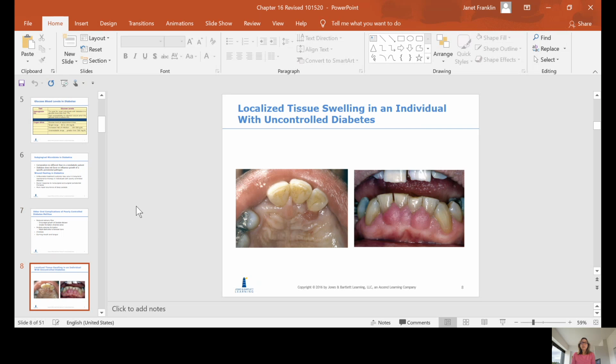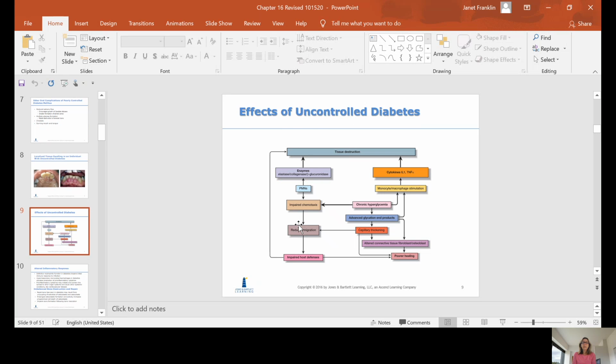And these are some pictures of localized swelling of an individual with uncontrolled diabetes. You can see right here, there's the swelling on the palatal of the lateral incisor, and you've got some swelling down here on the lower incisors. This is an over-exaggerated response to plaque in both of these cases. This little diagram just shows you the effects of uncontrolled diabetes.